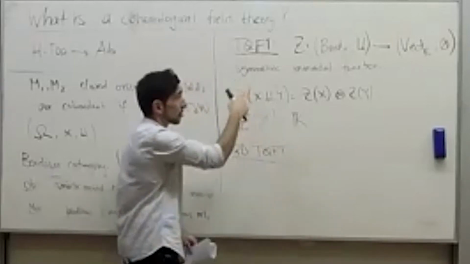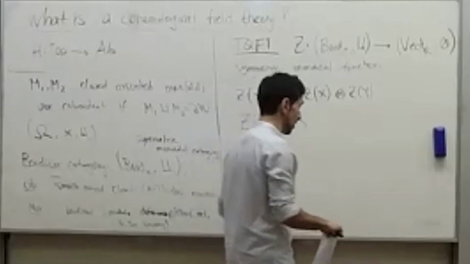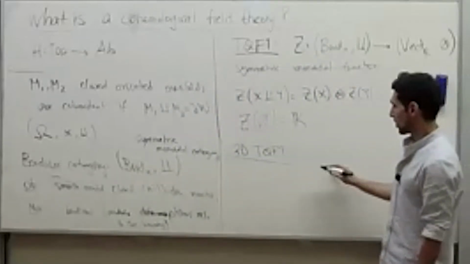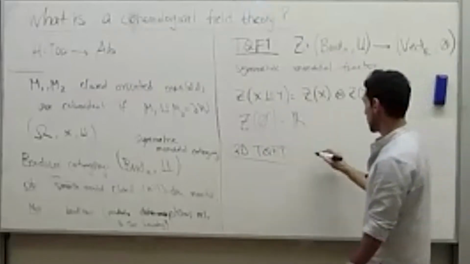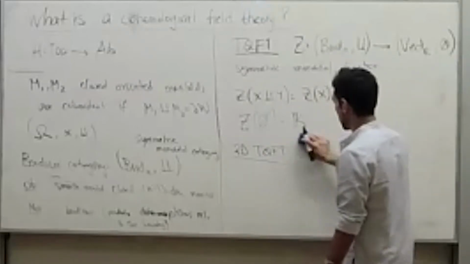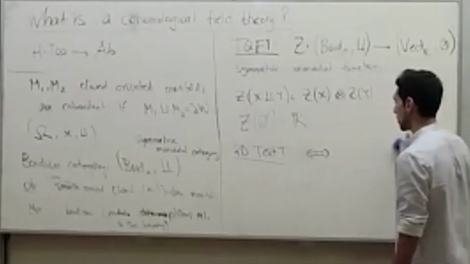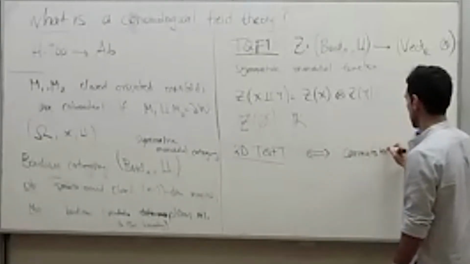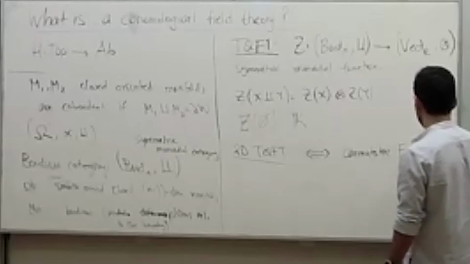in 2 dimensions, these functors can be classified in a very simple way using an algebraic structure called a Frobenius algebra. So the theorem is that any such functor, up to equivalence, is in bijective correspondence with commutative Frobenius algebras.